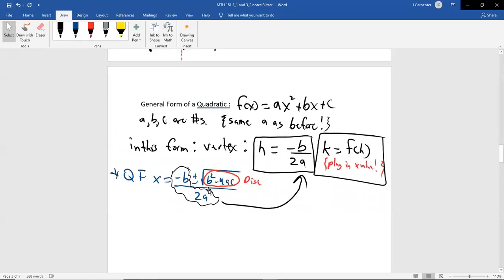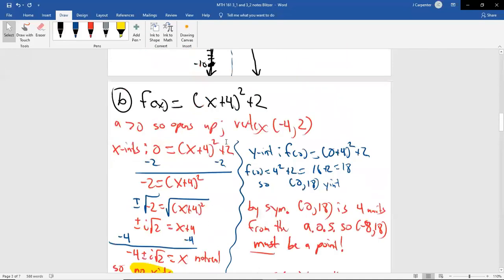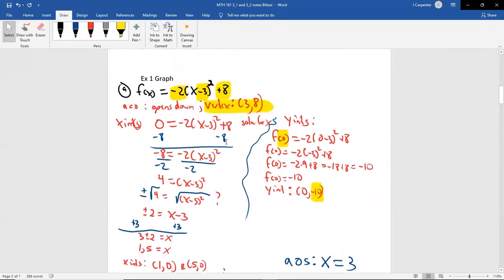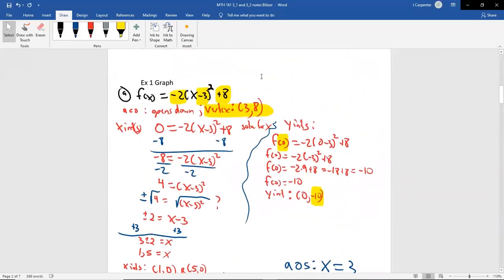Some people prefer things in general form, because then they just go negative b over 2a. Some people prefer things in vertex form, me personally, because, oh, the vertex is screaming at you in the face. You don't have to do any kind of formula for it. You just have to remember that whole this is opposite and this is not.